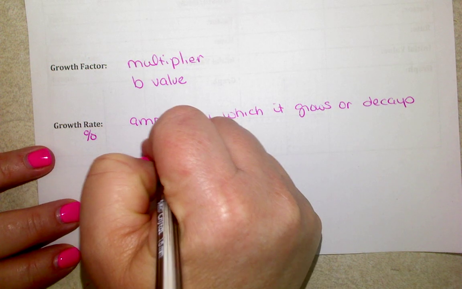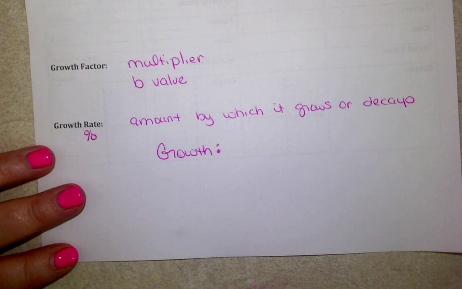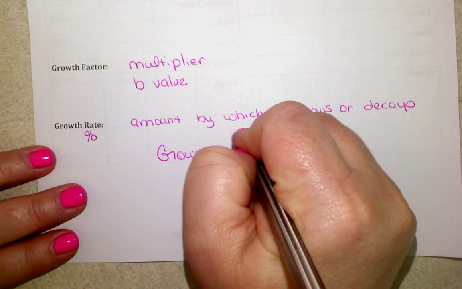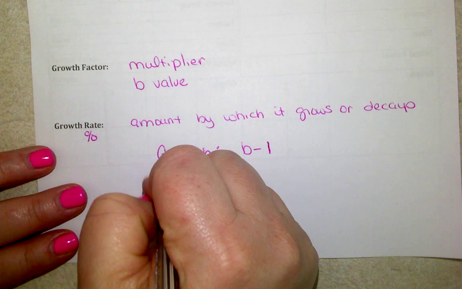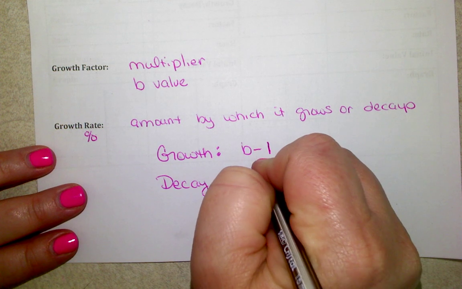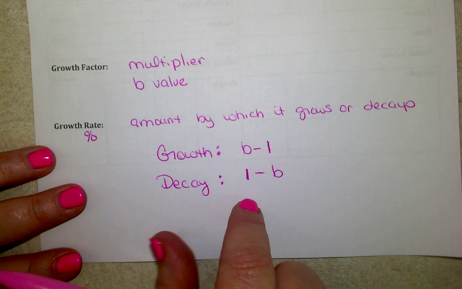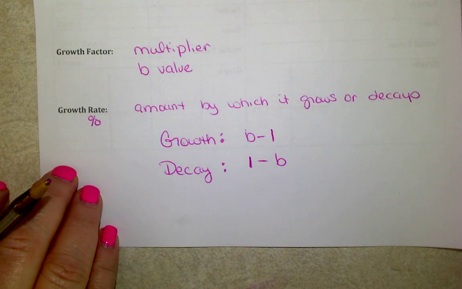If you're asked to find it from an equation, when you're subtracting things, it's always the biggest number minus the smallest number. So if it's growth, you're going to simply say your B value minus 1. If it's decay, you're going to say 1 minus your B value. And again, that 1 is coming from 100%. It's 100% of what you started with. That's where that 1 comes from.